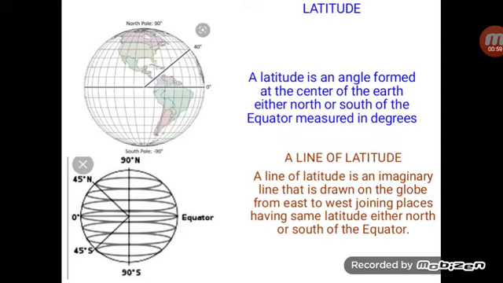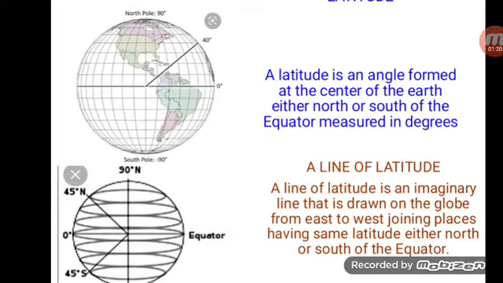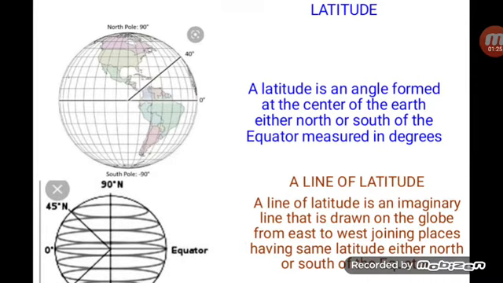Now as we know, a latitude is an angle formed at the center of the earth, either north or south of the equator, measured in degrees. If you look at the picture of the globe on the left hand side of this slide, you will see that an angle has been drawn at the center of the earth which is showing 40 degrees. So this is what we call a latitude. It is an angle which is formed at the center of the earth with the equator. And in this case the latitude is showing 40 degrees.